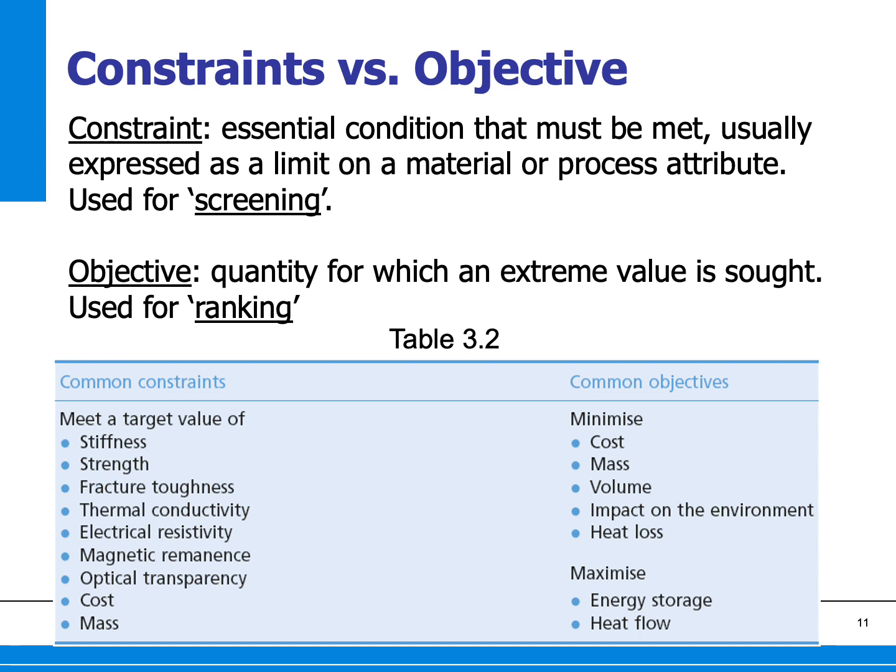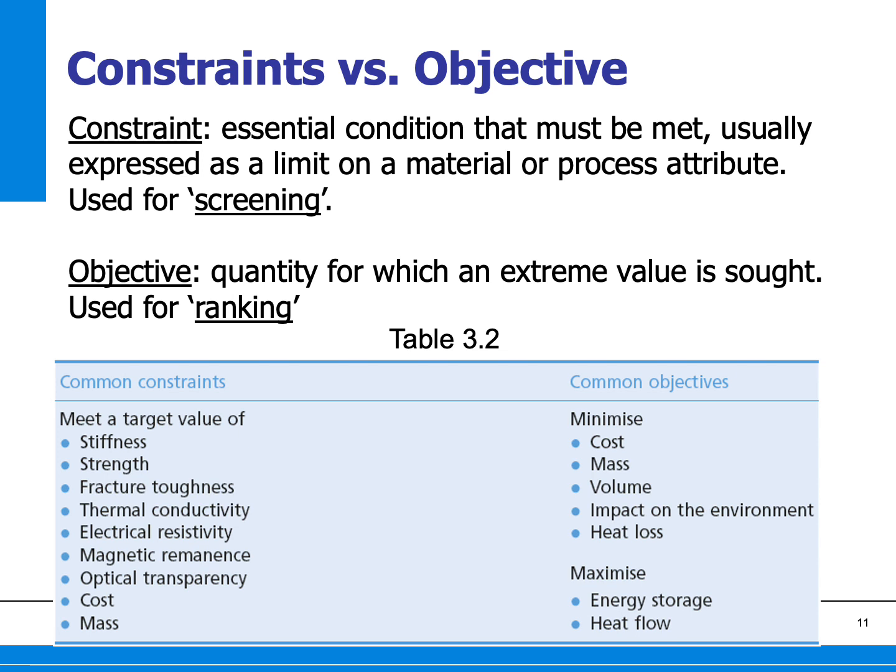At this stage, it's good to look at the difference between constraints and objectives. So what is a constraint? A constraint is an essential condition that must be met, usually expressed as a limit on a material or process attribute, and we use it for the screening. What's the objective? The objective is a quantity for which an extreme value is sought, and we use it for the ranking.